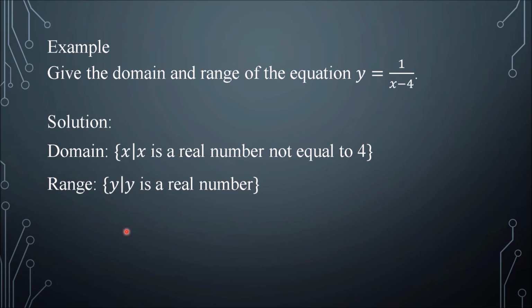Now let's have y. y is any real number. So as you can see, if you're going to substitute any real number for x, as a result, y is also any real number, or a real number that depends on the value of x, which is a real number, except 4. Therefore, the range of this equation is y such that y is a real number.